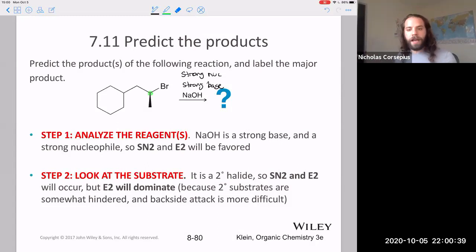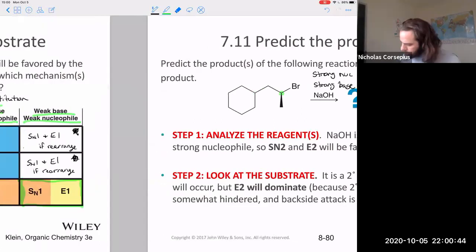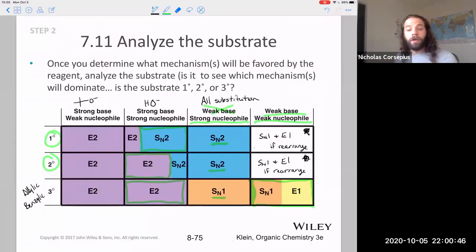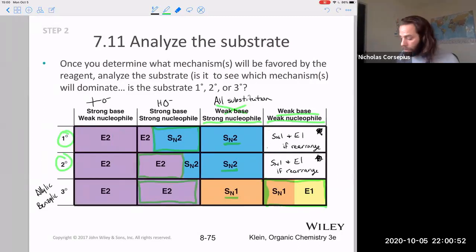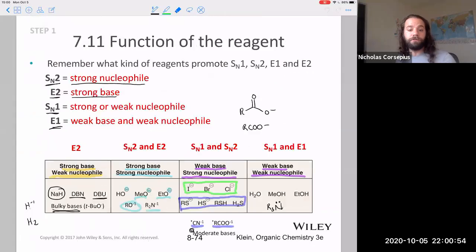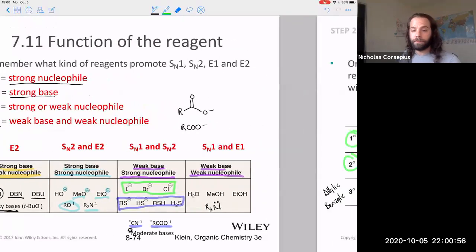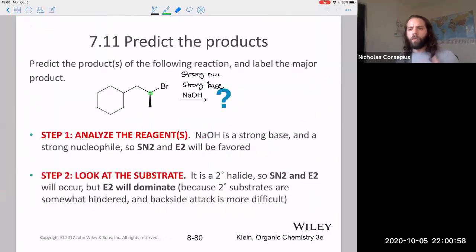Once we've figured that out, now it's time to think about regioselectivity. One thing I want to warn: this chart is great, but make sure you're practicing some problems without this chart. You don't want to become overly reliant on these two charts to figure out what's going on. You really want to walk yourself through that logical process. Why do secondary prefer elimination and primary prefer substitution? That should make sense to you.